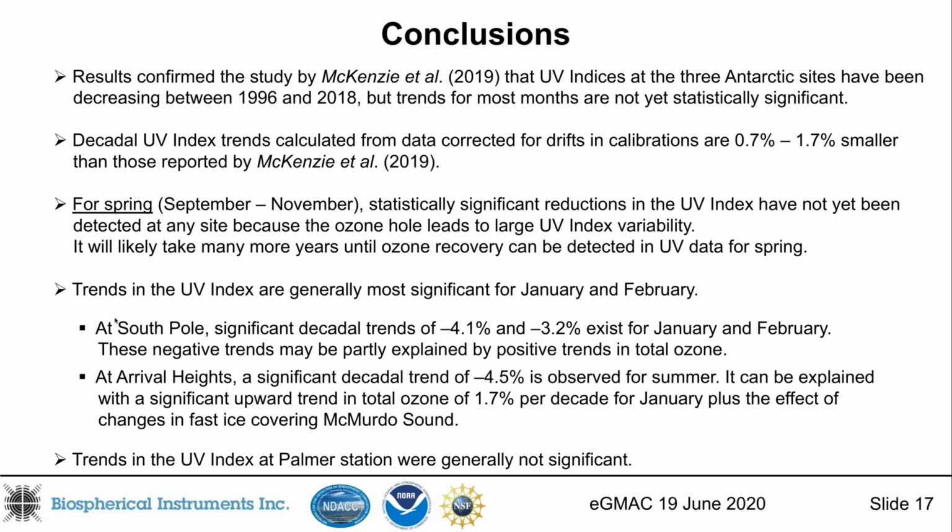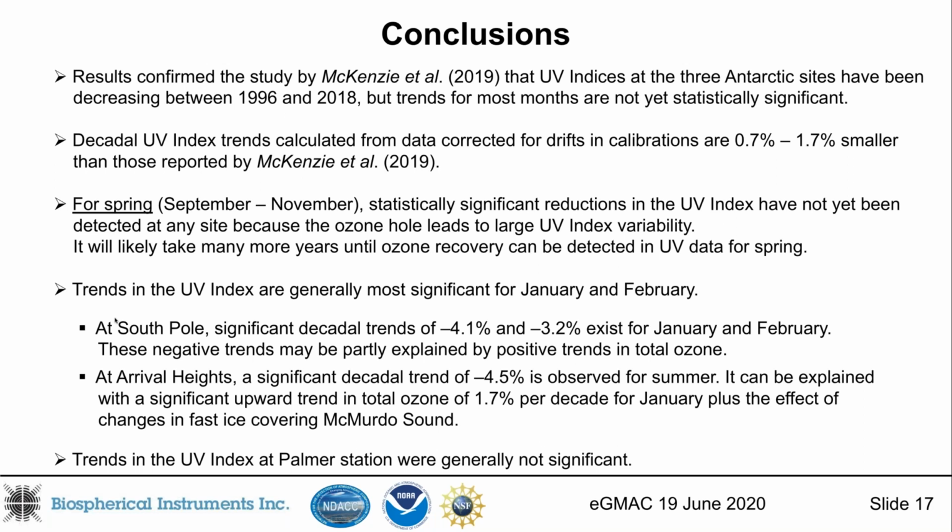And it will likely take many more years until ozone recovery can be detected in UV data for spring, simply because it's unlikely that we will have a small ozone hole like last year for the years to come. Trends in the UV index are generally most significant for January and February. At the South Pole, significant decadal trends of -4.1 and -3.2% exist for January and February, and these negative trends may be partly explained by positive trends in total ozone.